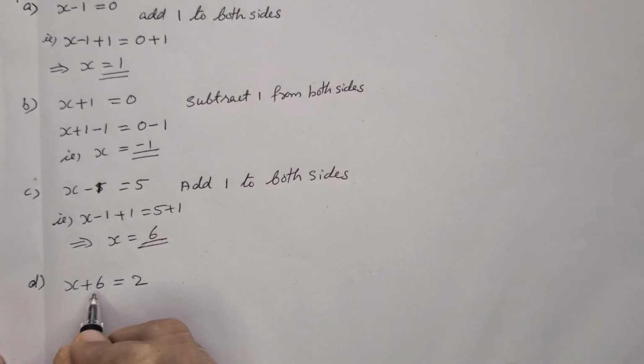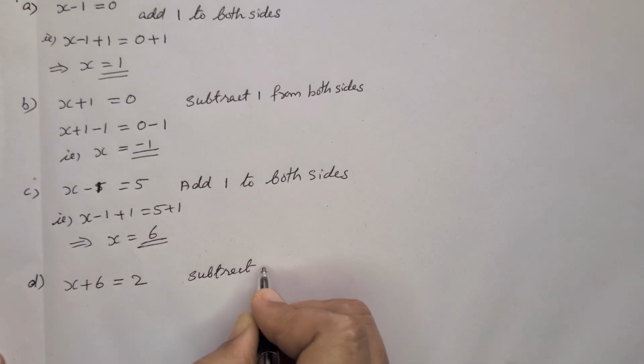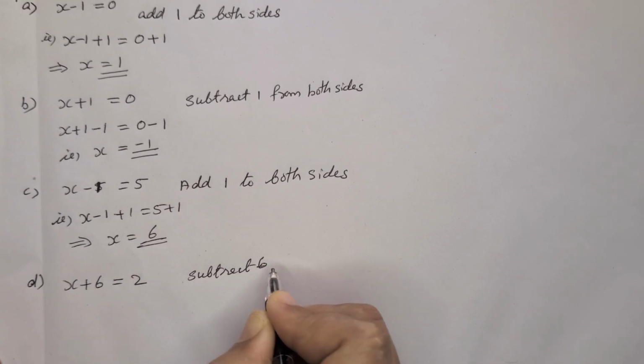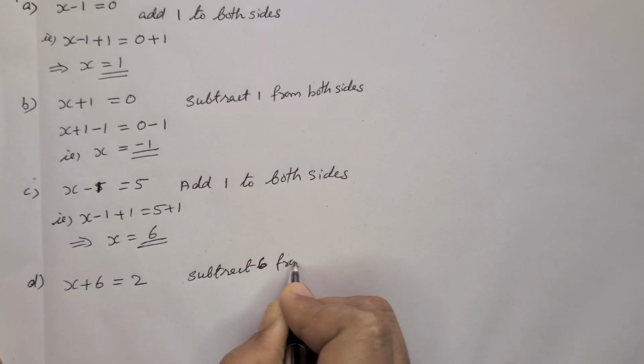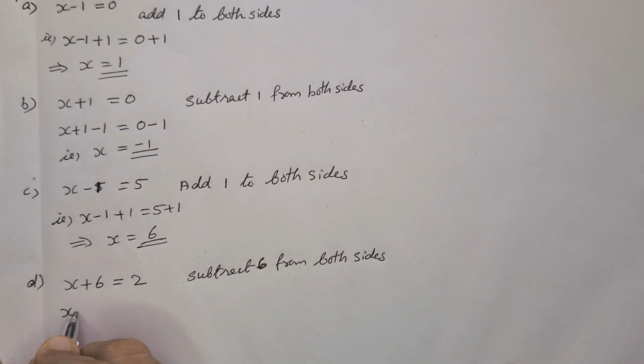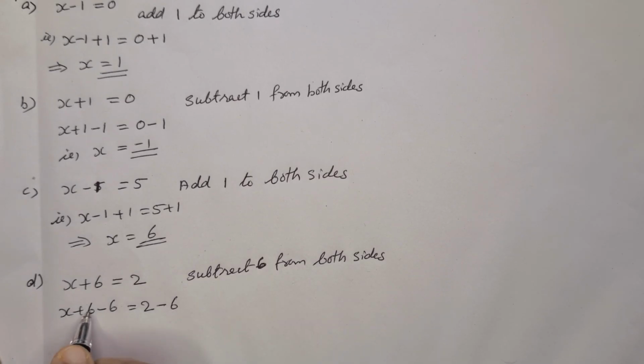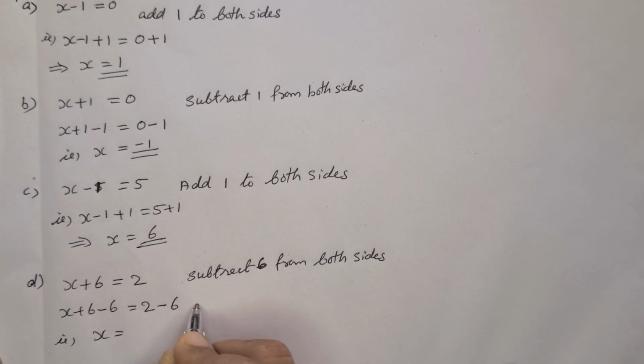Now next one, x plus 6 is equal to 2. Here plus 6, so we have to subtract. Subtract 6 from both sides. x plus 6 minus 6 is equal to 2 minus 6. 6 minus 6 will become 0. That is, x is equal to 2 minus 6, means 2 plus minus 6. It will come minus 4.